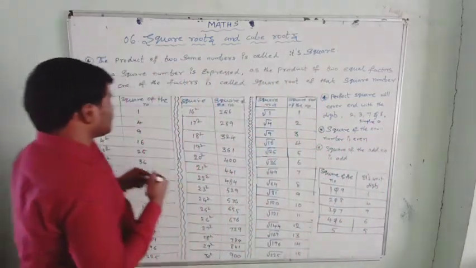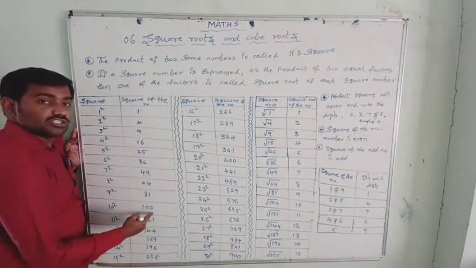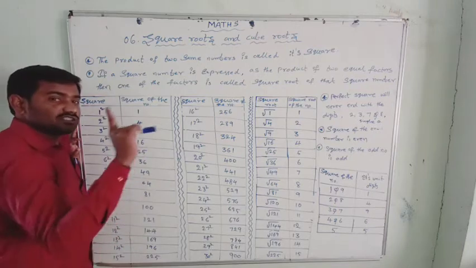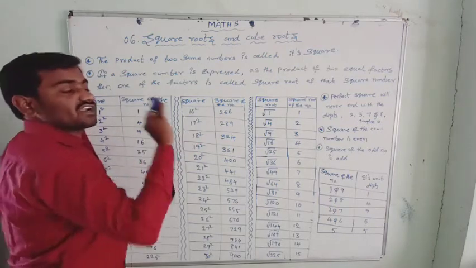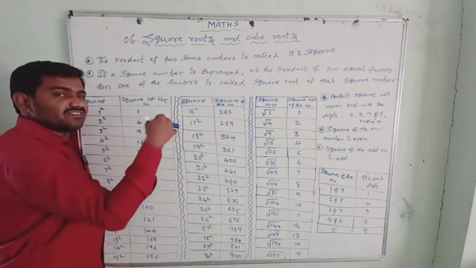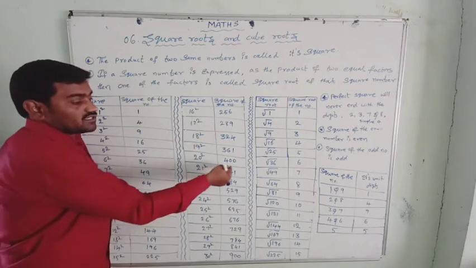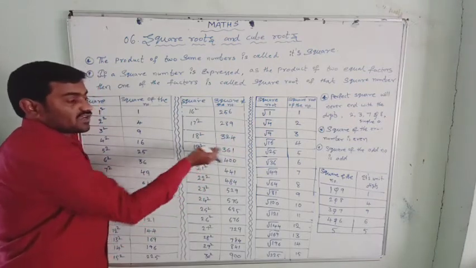So a perfect square will never end with a single zero. Here it has double zero, two zeros. If a perfect square is ending with one zero, we can say that it is not a perfect square. If a number is ending with only one zero, that means it does not have two zeros.